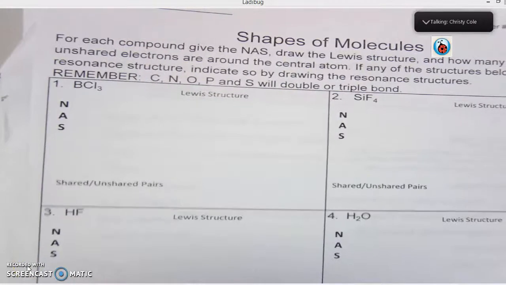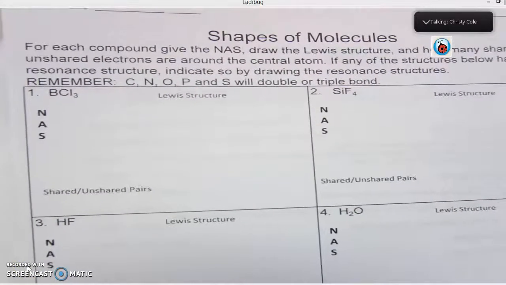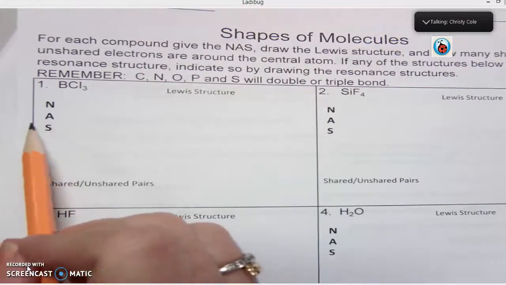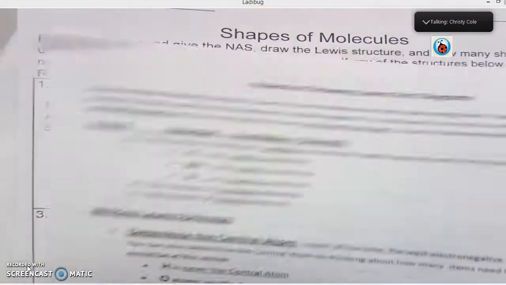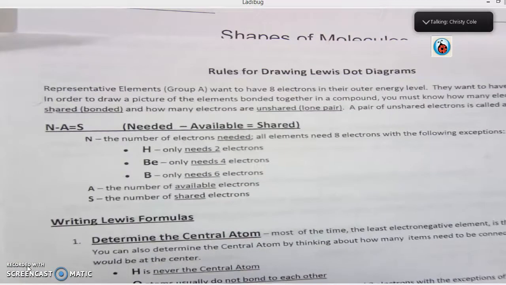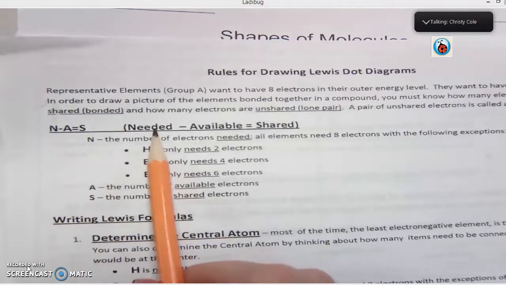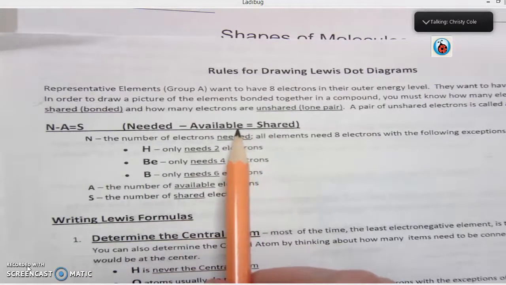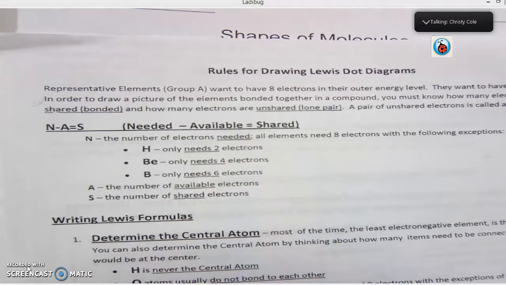Okay, first thing we're going to do is practice NAS. You can see NAS on each one of these. What does that mean? There's a page in Canvas, Rules for Drawing Lewis Dot Diagrams. NAS: needed, available, shared. And what are we talking about? We are talking about valence electrons, or electrons in general.